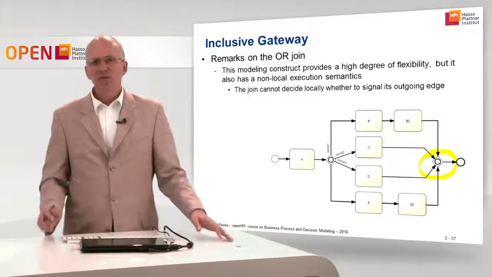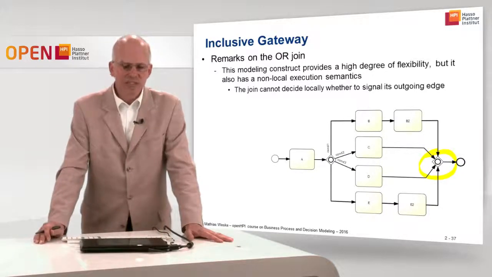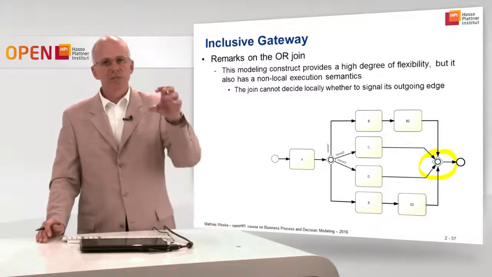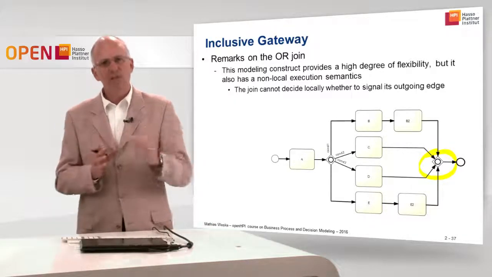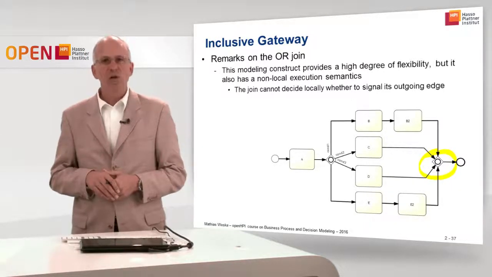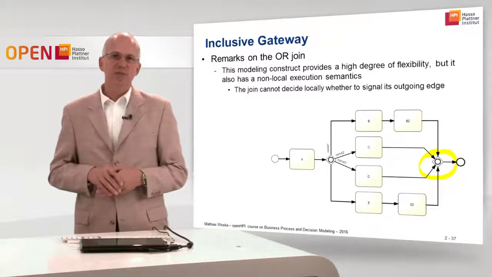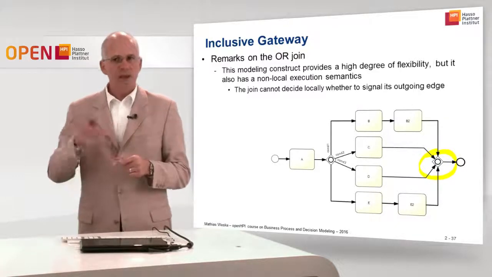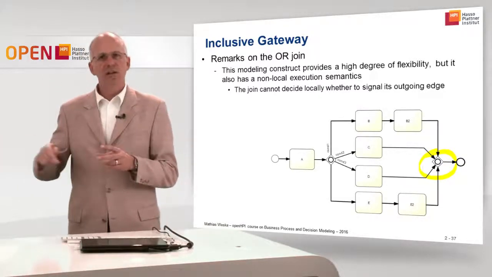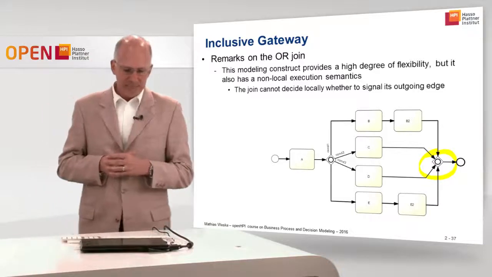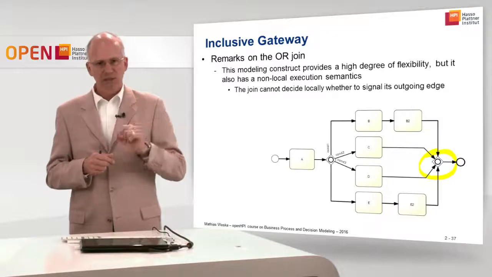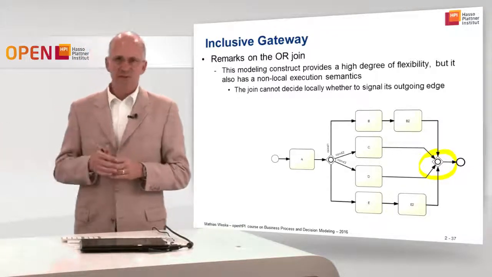In all other constructs we had, the constructs could decide locally what to do. So the XOR split looks at the conditions and then locally evaluates which branches to take. The AND split just signals all outgoing arcs. The same holds for the XOR join: the signaling of any incoming arc would then trigger the signaling of the outgoing arc. And the AND join, what does the AND join do? Well, it waits for signals from each incoming sequence flow arc and then signals the outgoing arc.